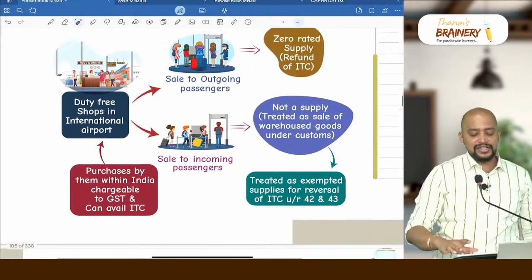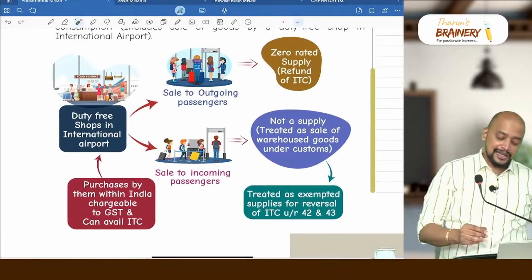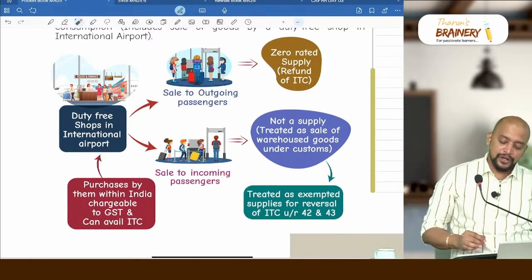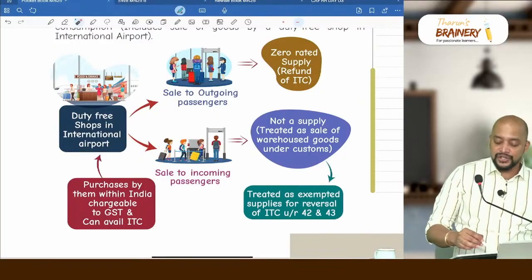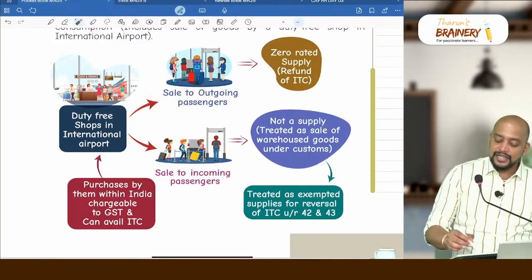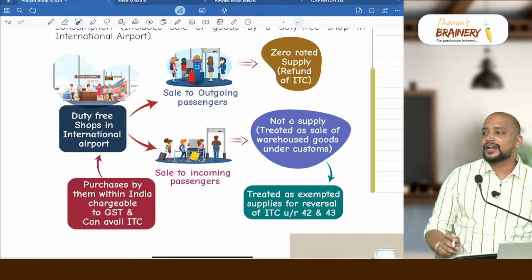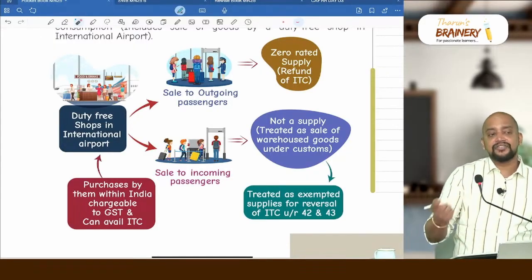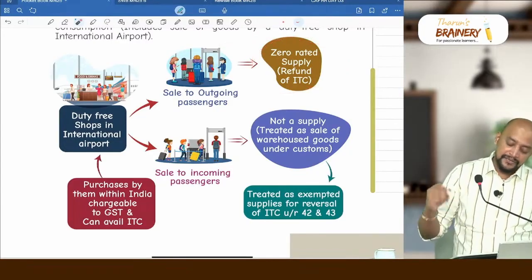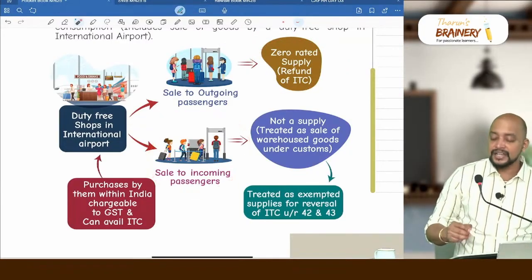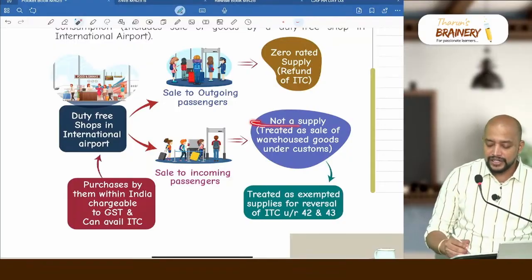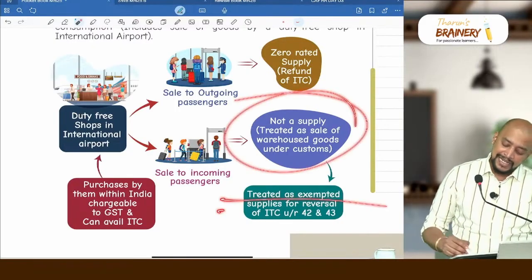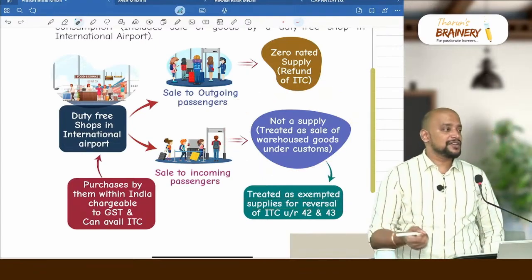So connecting these 2 points, I have given one chart below. You can see this. There is a duty free shop in an international airport, and that duty free shop is making sale to incoming passengers as well as sale to outgoing passengers. Sale to outgoing passengers is treated as zero rated supply. In that case, can they take ITC? Of course, yes. Can they get refund of ITC? Yes, they will get refund of ITC. Whereas sale to incoming passengers is not treated as supply. It is treated as sale of warehoused goods under customs. Even though it is not supply, it is treated as exempted supply for reversal of ITC.